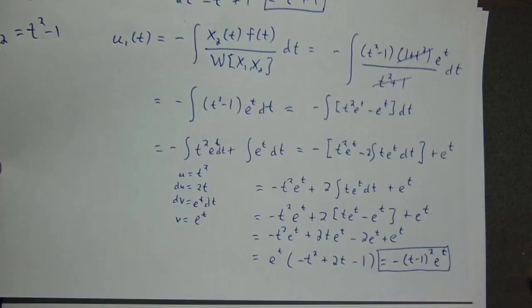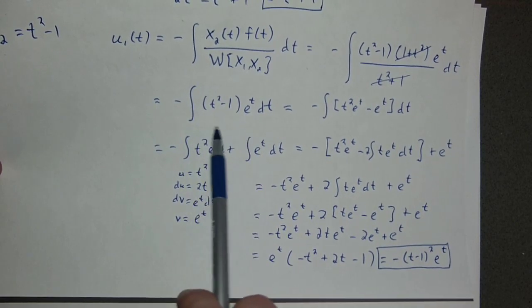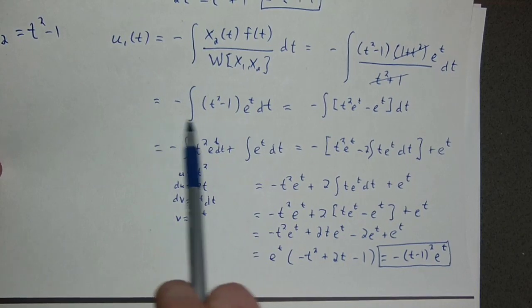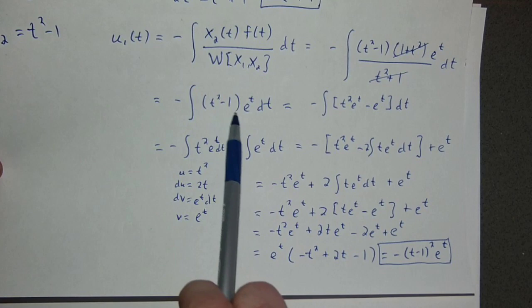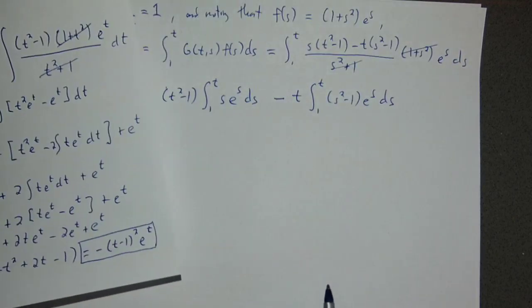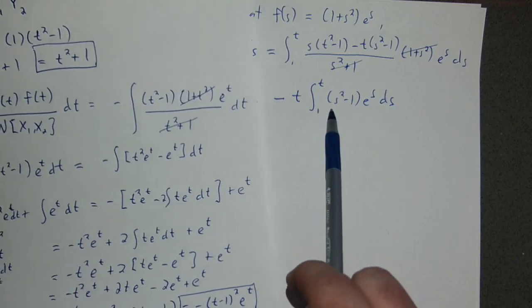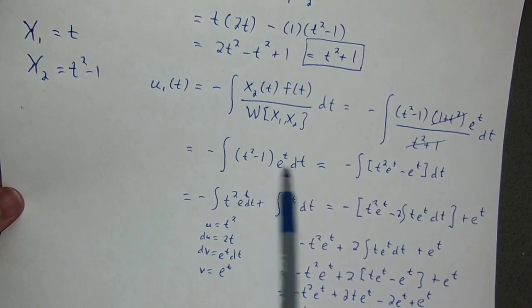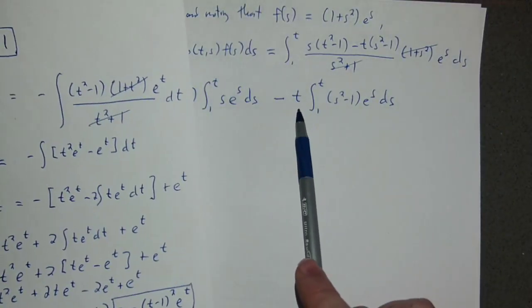Well, what do I have here? My u sub 1 was determined by this integral. This integral is minus the integral of t squared minus 1 e to the t dt. Here I have the integral of s squared minus 1 e to the s ds. So swap s and t, those are exactly the same. But here it's multiplied by this t.